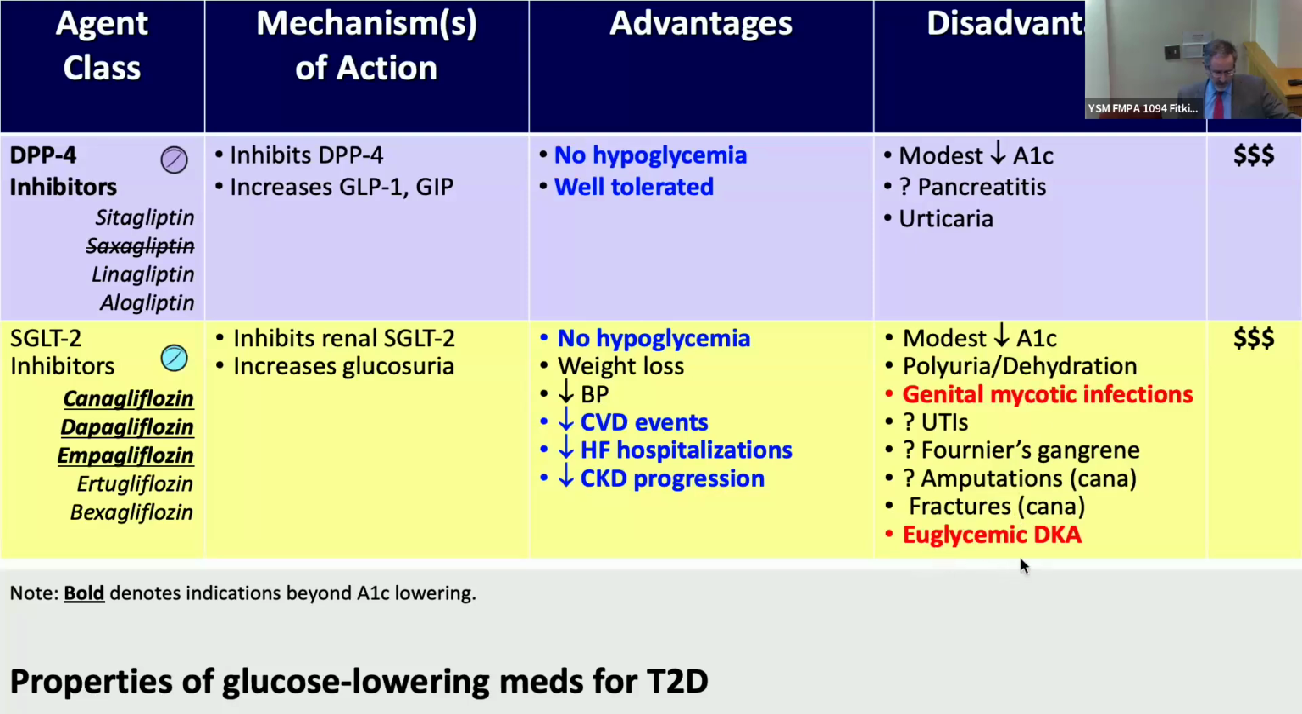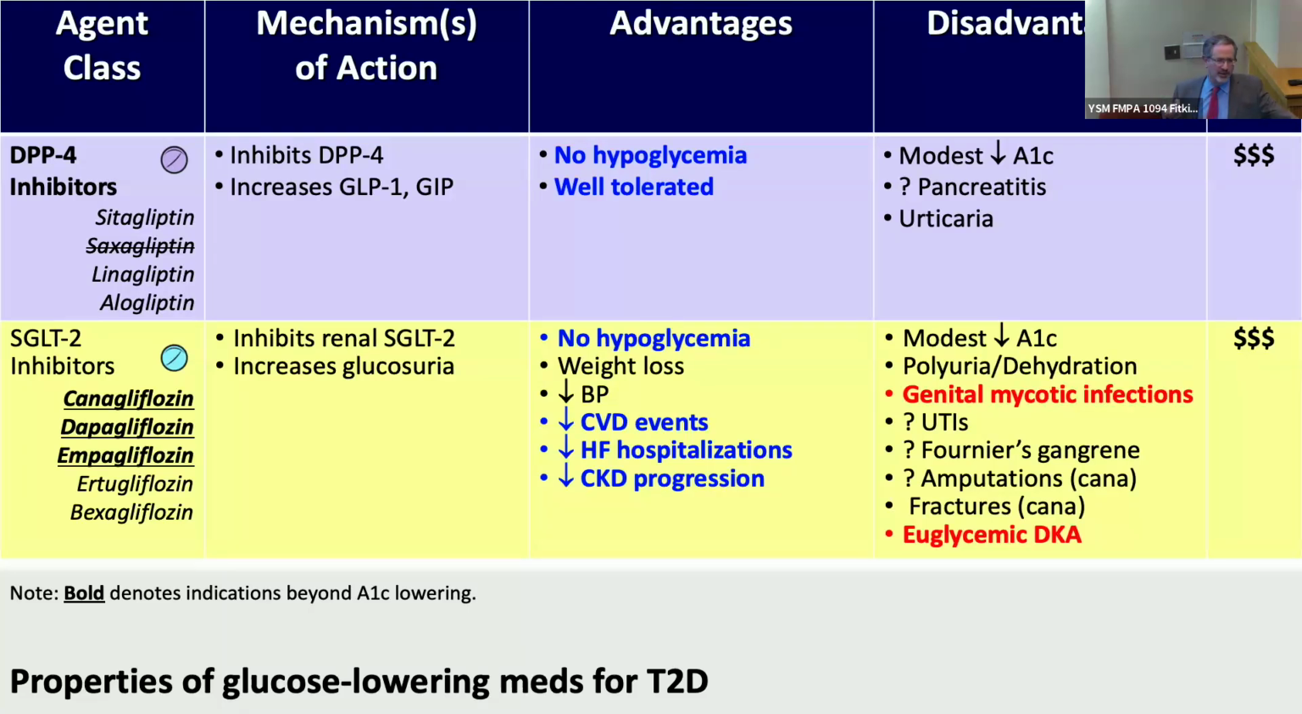And then, interestingly, euglycemic DKA has been reported with the SGLT2s. The reason for this is not entirely clear. It may be related to an increase in lipolysis, an increase in glucagon, a decrease in ketone clearance. It's still not well worked out, but it first emerged in the clinical off-label use of this class in type 1 diabetes. Don't use it in type 1s because about 10% of patients will go into DKA.